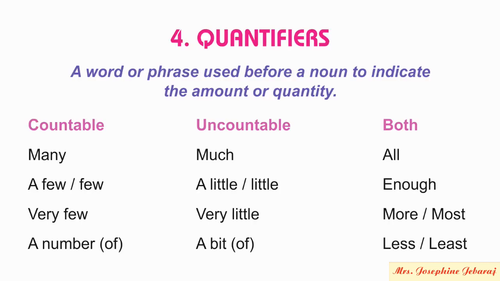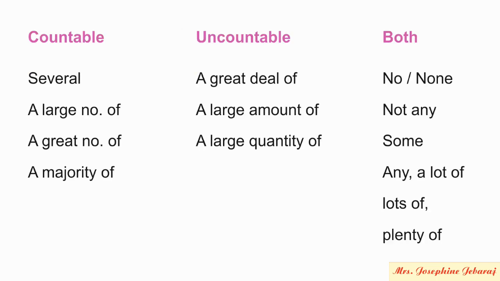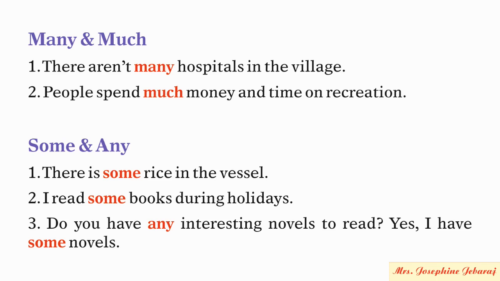Now we'll see some quantifiers which are used with both countable and uncountable nouns. They are all, enough, more, most, less, least, no, none, not any, some, any, a lot of, lots of, plenty of. I guess we have learned a very long list of quantifiers, but how to use them in sentences? No worries, we have some sentences.